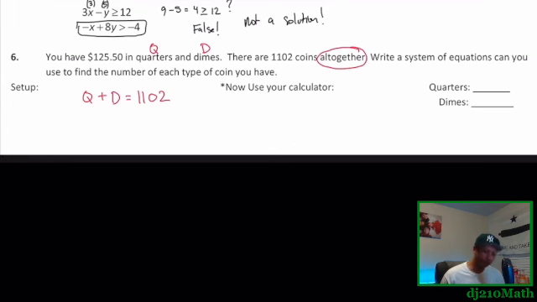Write a system of equations you can use to find the number of each type of coin you have. Okay, so there's one equation, right? The total number of coins. Now I need a money piece because they gave me a money figure. So I need some sort of equation that has money in it, right? The other equation had to do with the total number of coins. So now we need one that has money in it. So this equals 125.50.